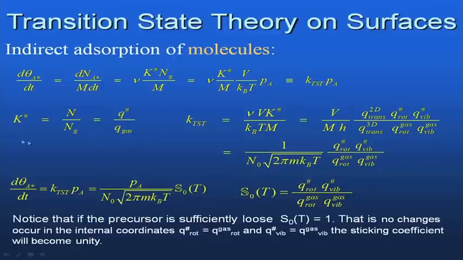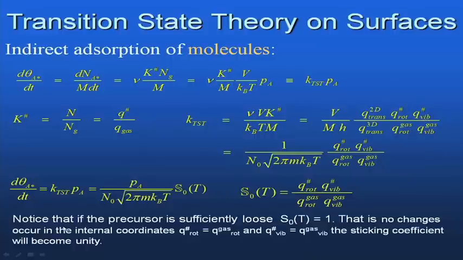So, that means your k_TST is this. Overall, d theta_A star by dt is equal to k_TST into P_A, where P_A is over here. Here S0t is equal to the ratio of these partition functions, that is rotation and vibration for your transition state, and gas phase rotation and vibration. So, rotation and vibration for the double dagger state and for the gas phase.